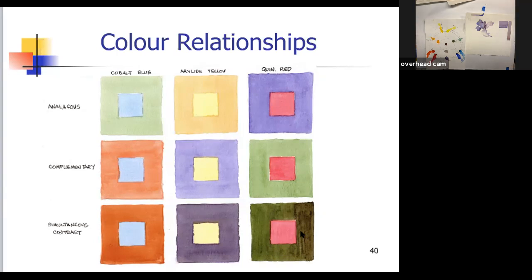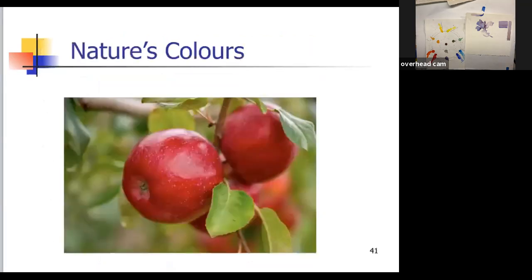Simultaneously, we have multiple types of contrast, creating what we call simultaneous contrast. Very important in the paintings of Monet, Matisse, and Joseph Albers, who worked with all these ideas of relational colors. And we see this in nature.